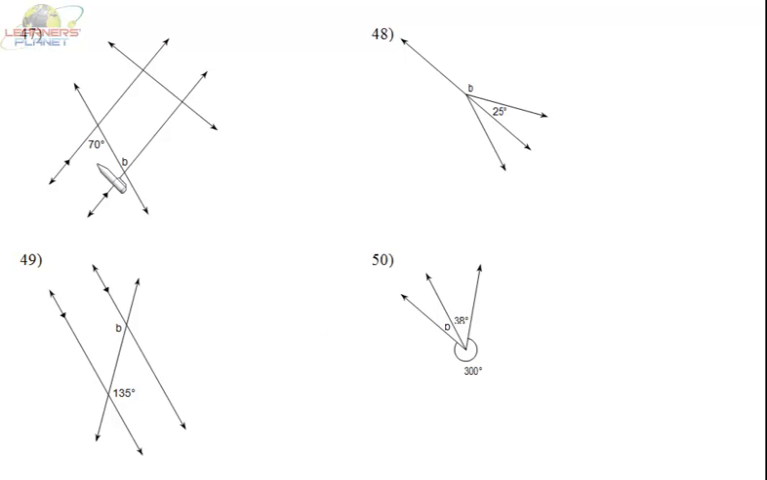Now here we see a shape of Z. It's like this. So this and this angle will be same. So this is 70. So B will also be 70 degree, and we call them alternate interior angles.